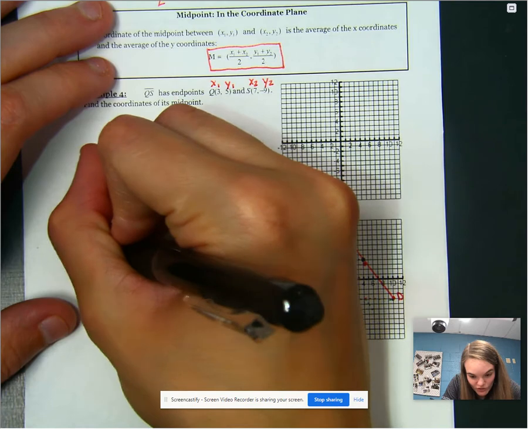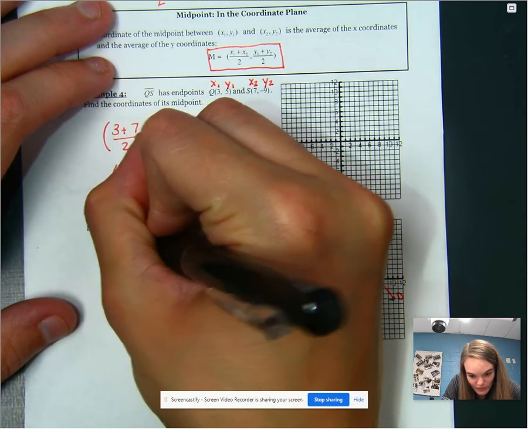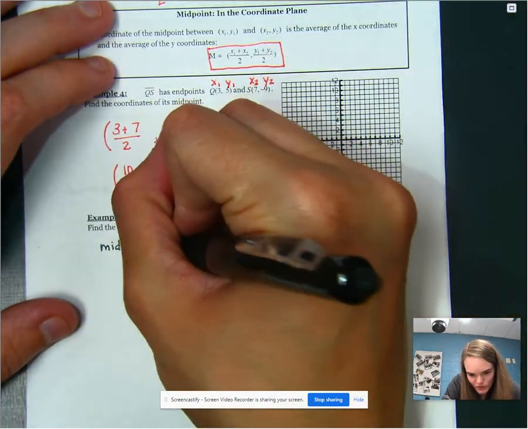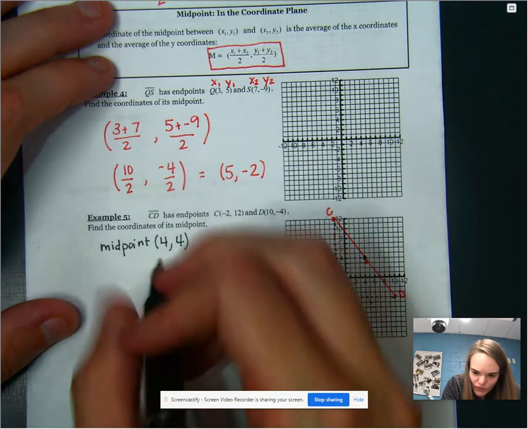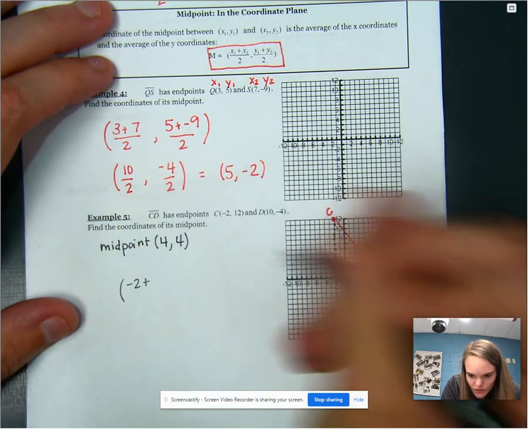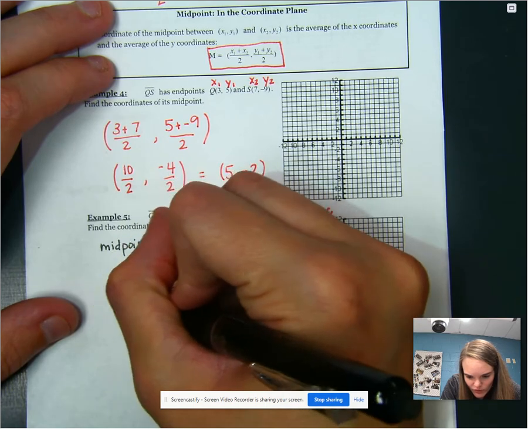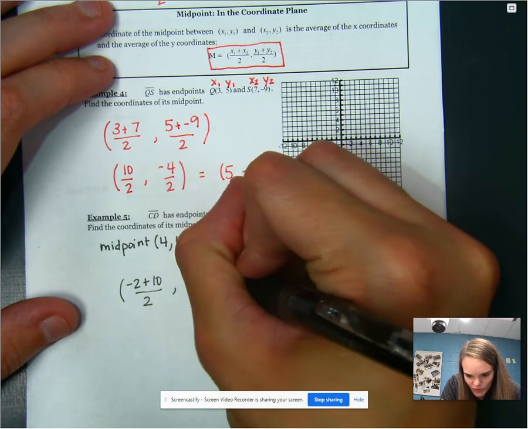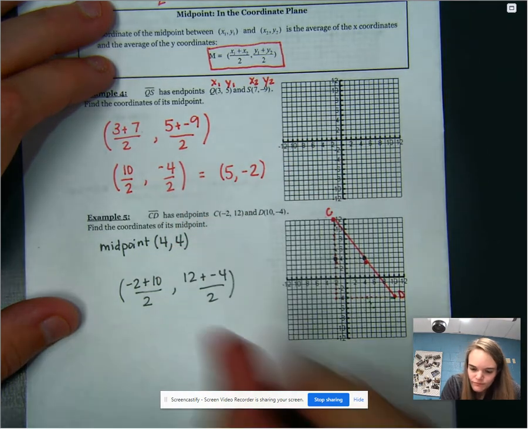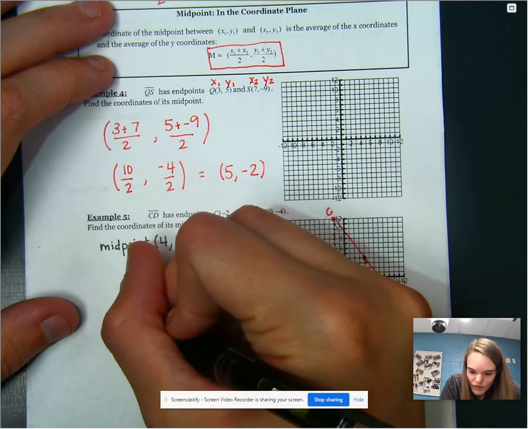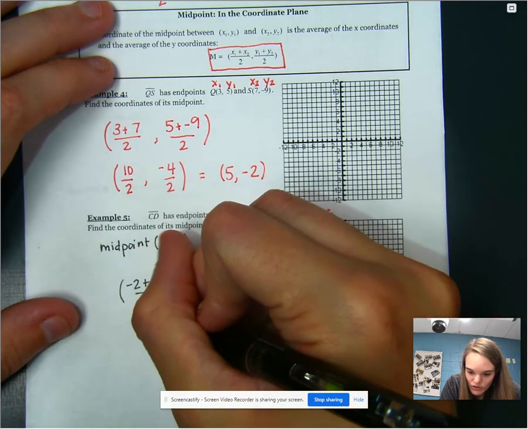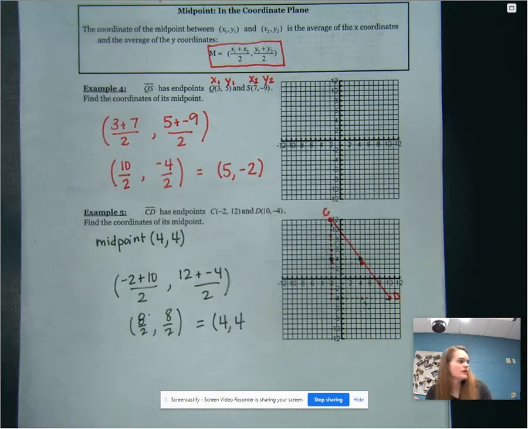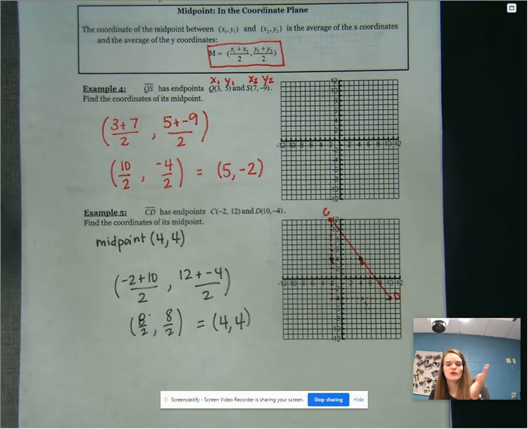So let's write that down, but we're going to check because as we've seen, we've made some mistakes, me, not you. So the point should be at (4, 4). And we're just going to check by using some basic math skills here. (Negative 2 plus 10) over 2, comma, (12 plus negative 4) over 2. That is positive 8 over 2 and 8 over 2, which gives us (4, 4). So it did work, but like I said, you have to make sure you count it right.